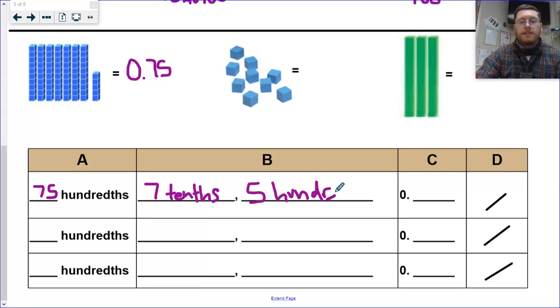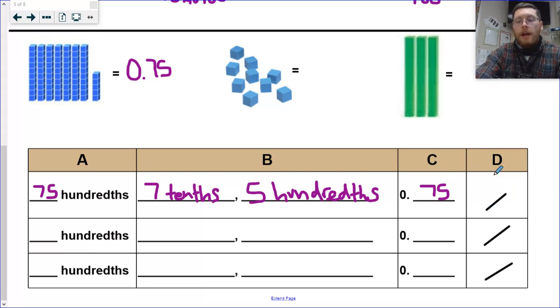So 7 is in the tenths place, and then 5 is in the hundredths place. Okay? Now, I have to move on to my decimal. Well, guess what? I've already done it. So why do I have to do extra work? I don't. So I just put 0.75 in there, which we're done with that.